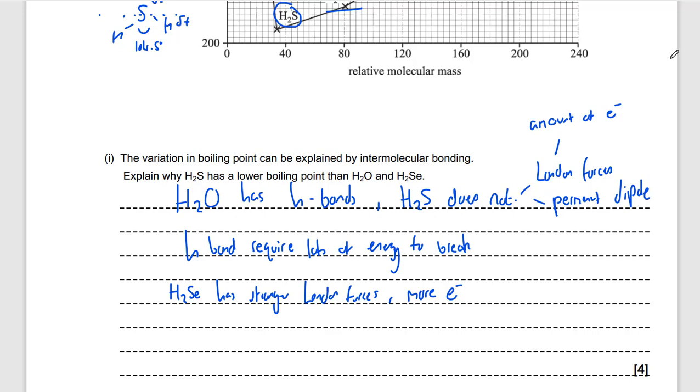Of course, if you wanted, you could say it's the other way around. Okay, so reverse arguments are completely acceptable. You could say that H2S has weaker London forces because it has fewer electrons, and you'd still get the points. So 4 points, 4 marks, nice and straightforward.